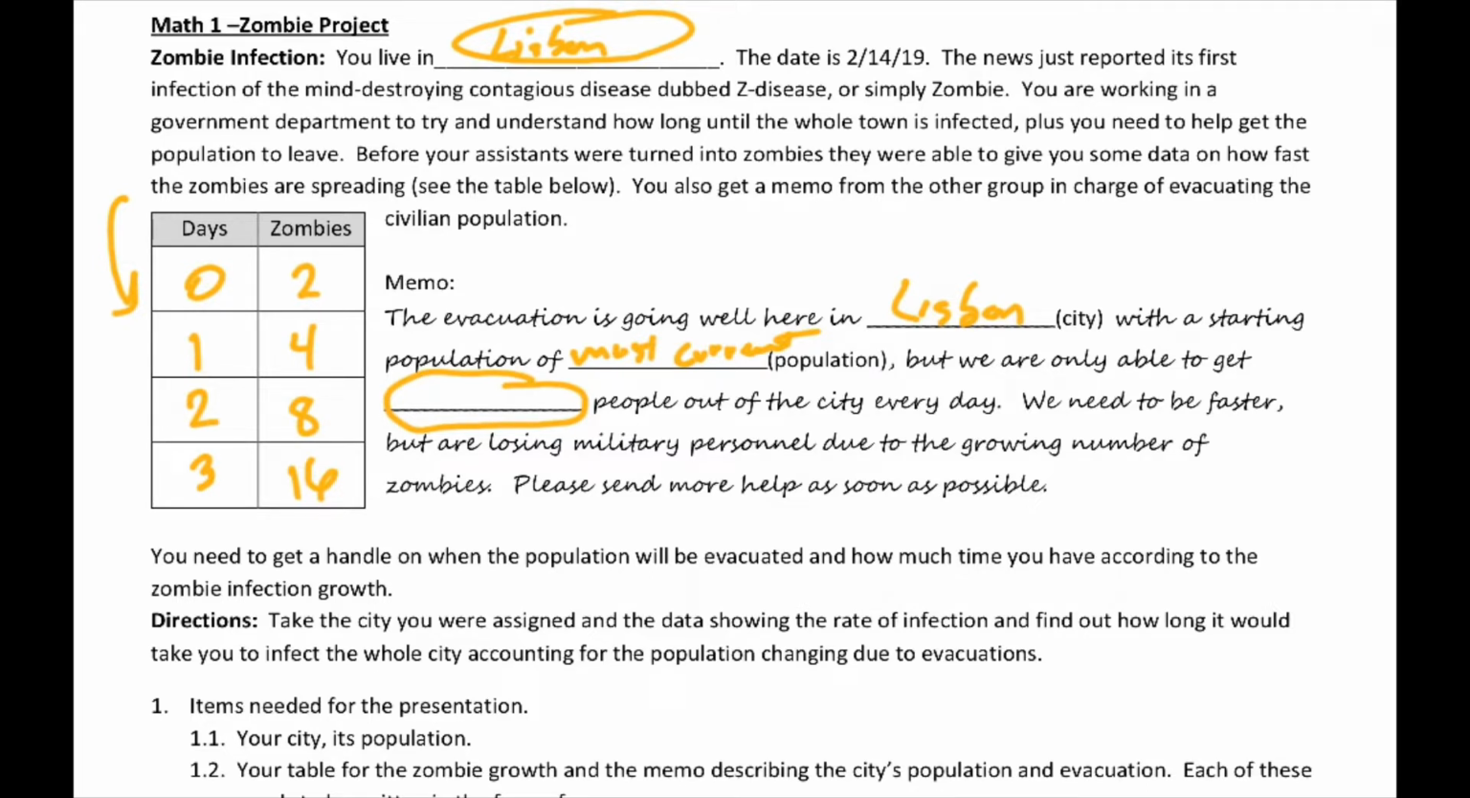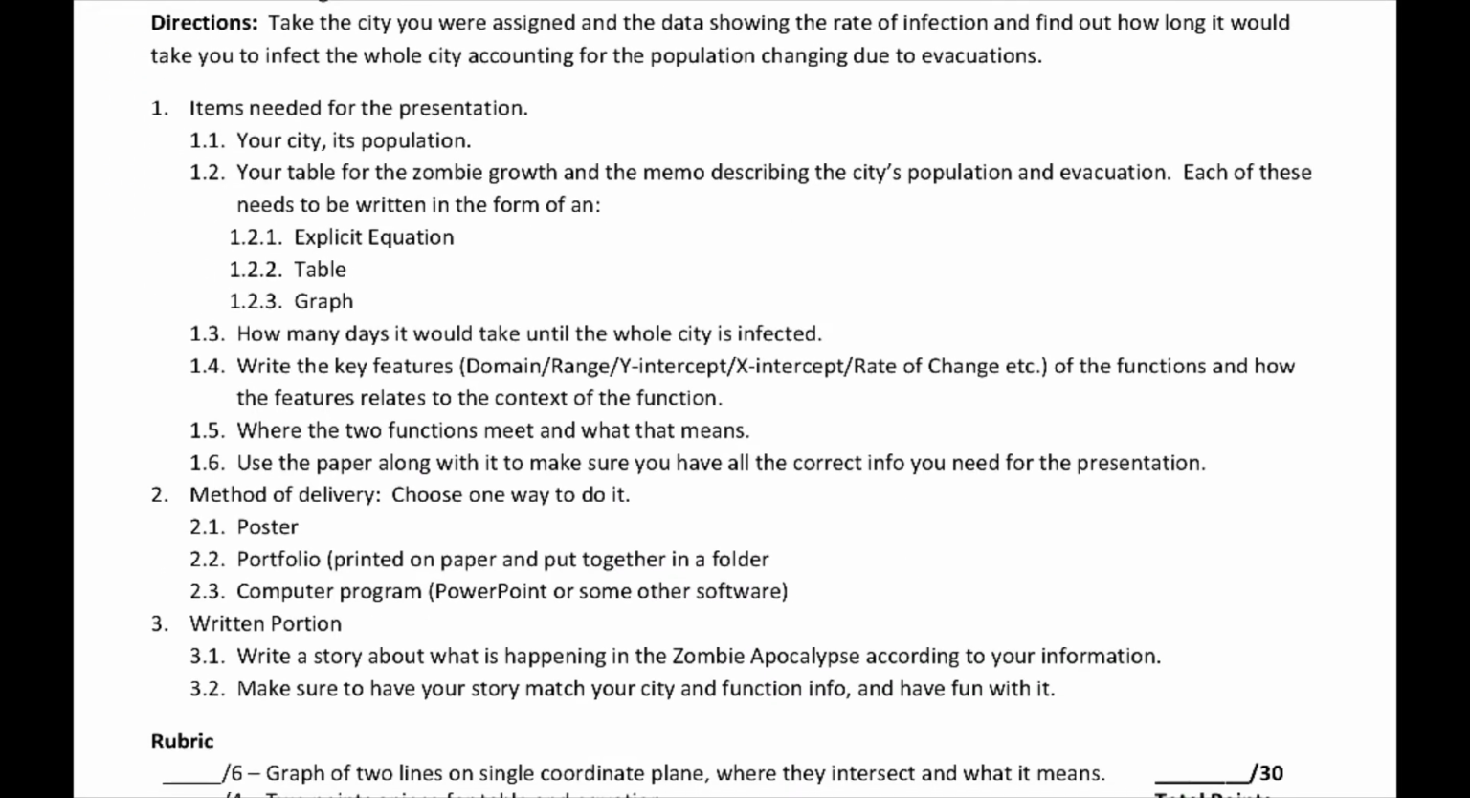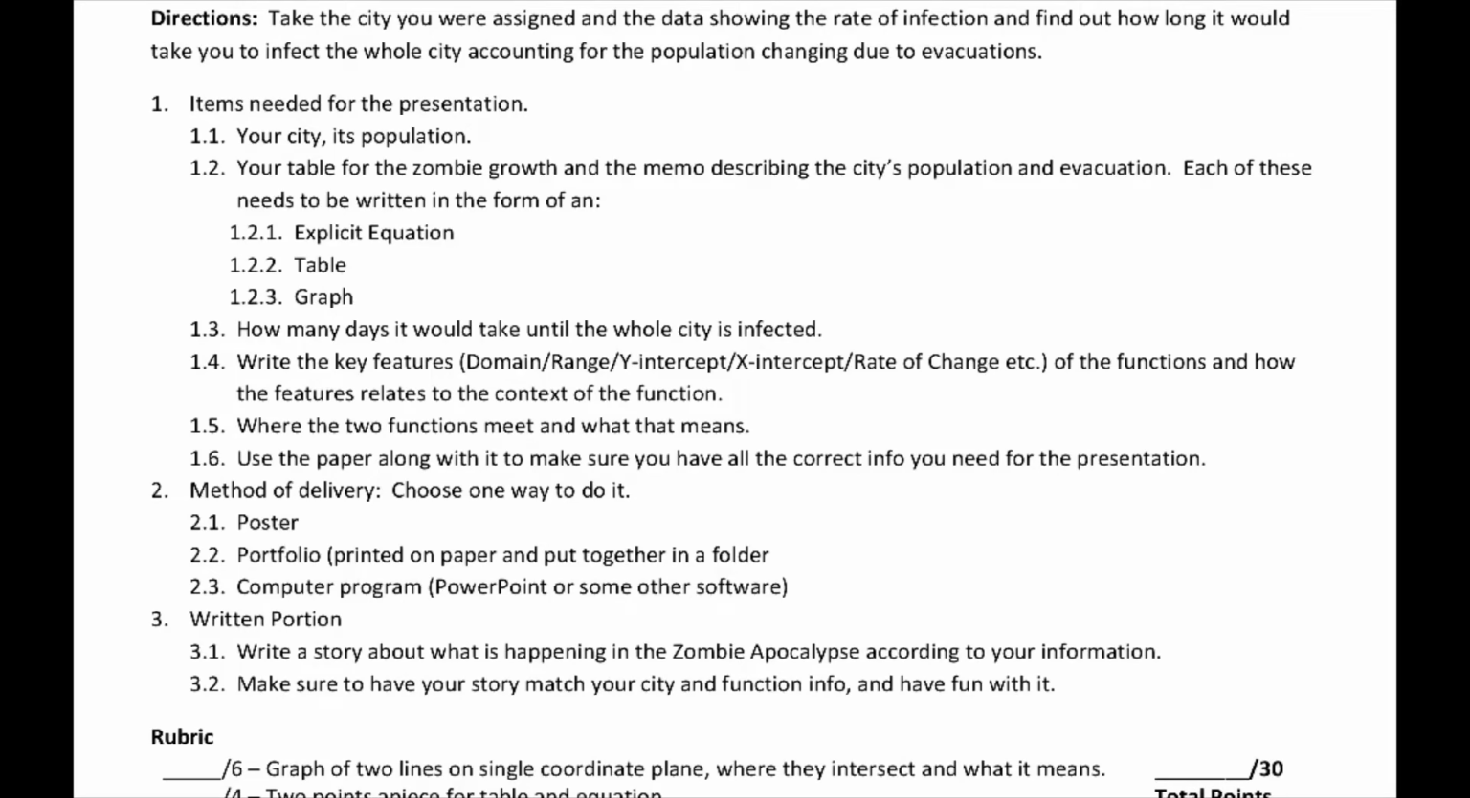Okay? So, you need to get a handle on when the population will be evacuated and how much time you have according to the zombie infection growth. Okay? So, take the city you were assigned and the data showing the rate of infection and find out how long it would take you to infect the whole city, accounting for the population changing due to evacuations. Okay? Now, we are going to present this in class.